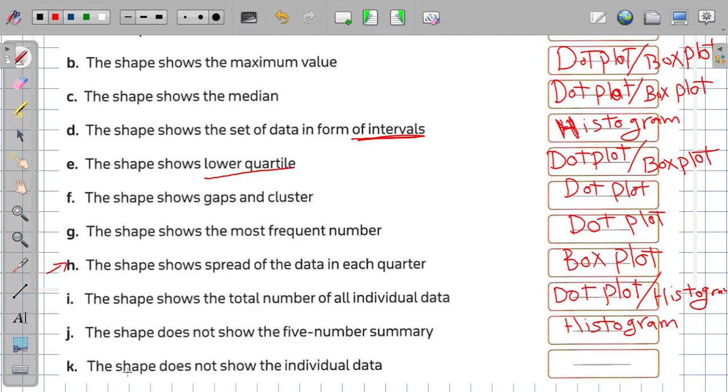The last one is the shape that does not show the individual data. I think we have two ways that do not show the individual data. The first one is the box plot, because box plot does not show the individual data, and the second one is the histogram, because histogram does not deal with individual data. Okay.